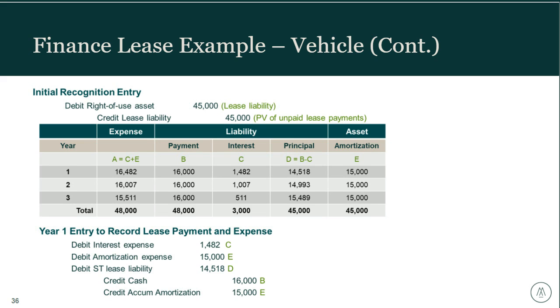Real quick, the debits and credits on this lease payment and expense. You're going to have a debit for the interest expense of the $1,482. You can see where that's calculated in that interest classification. But you're also going to have the amortization expense, and that is really for the right of use of the asset. So that's that straight line over the use of the asset. That's really that you're going to be able to use it. And then you're going to bring down the piece of the lease liability that goes with time.